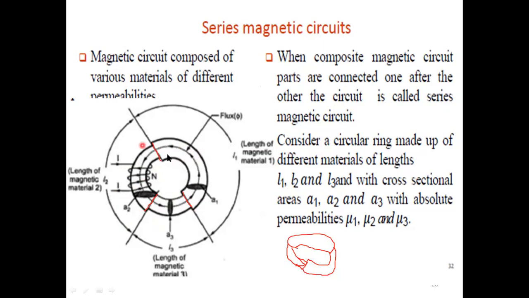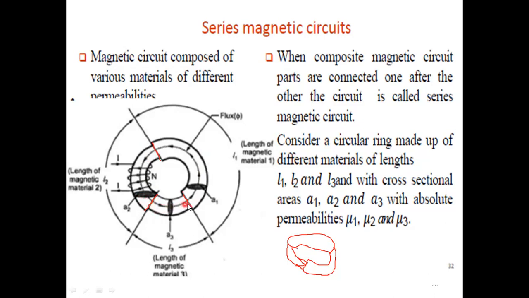Anywhere in the complete magnetic circuit, you have to make the winding and supply the current to produce the flux. That flux, this arrow mark line, is the flux produced here. We are going to call that one phi. This flux is common for all.